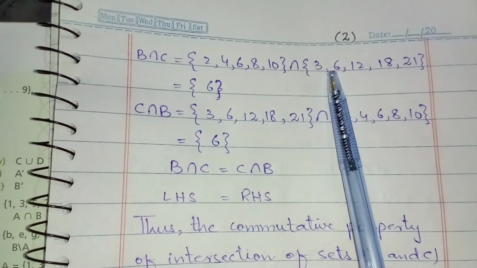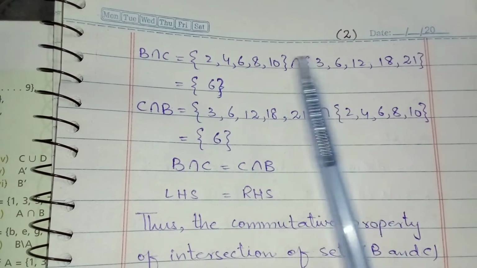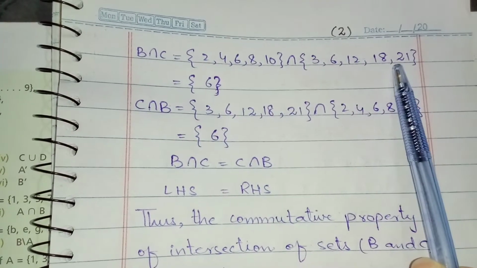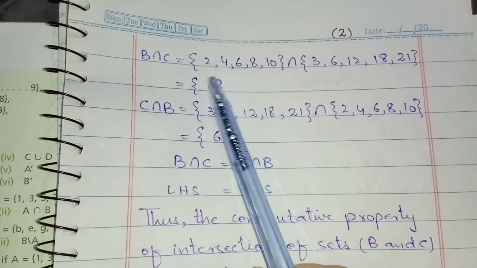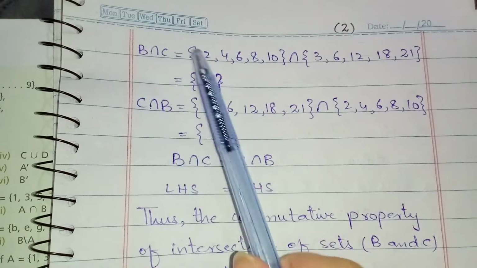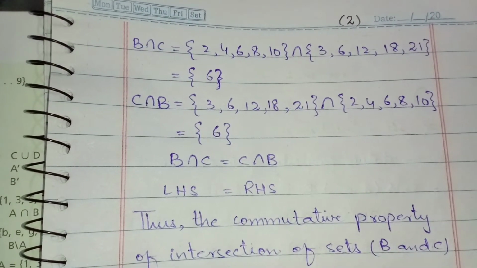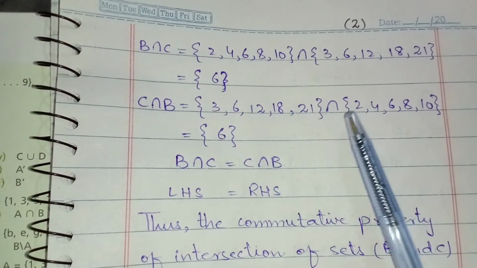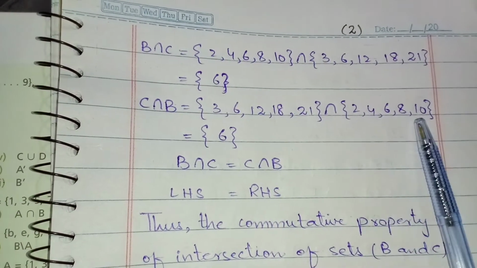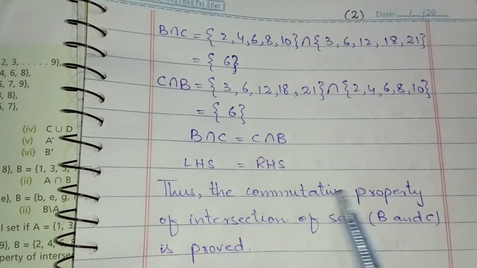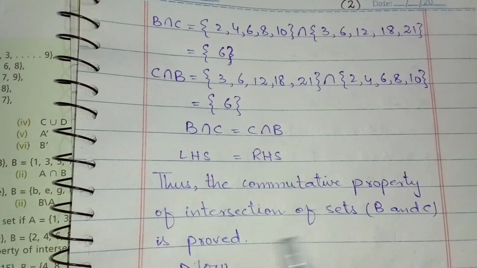2 is not in the set C, 4 is not in the set C, 6 is common, so 6 can be written right here. 8 and 10 are not in the set C, so 6 is the common element in both sets B and C. Now we have to prove C intersection B. The set C is 3, 6, 12, 18, 21 and the set B is 2, 4, 6, 8, 10. The common element is only 6, so left hand side is equal to right hand side. Thus the commutative property of intersection of sets B and C is proved.